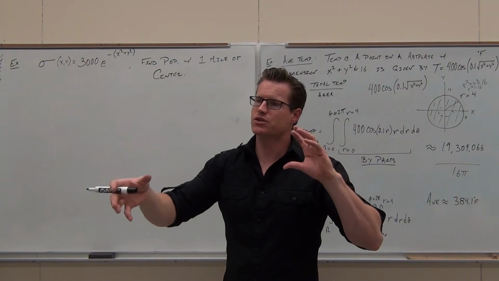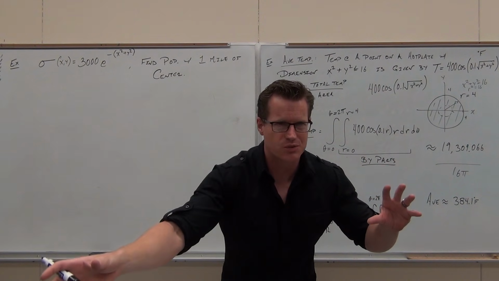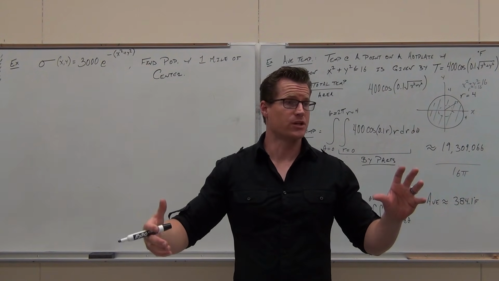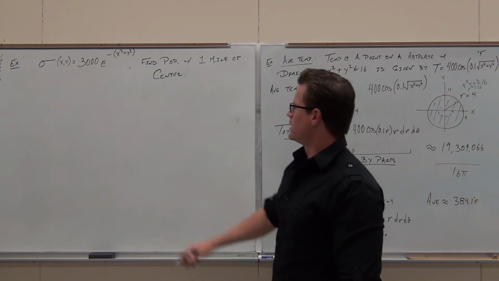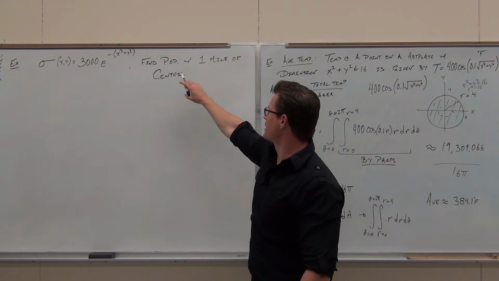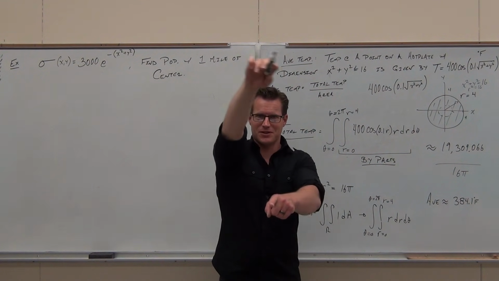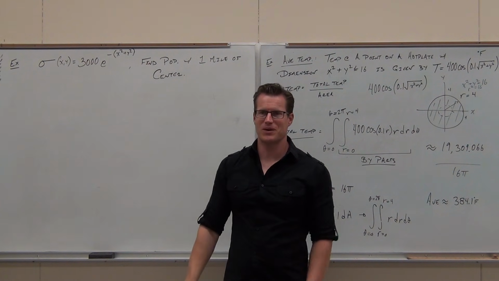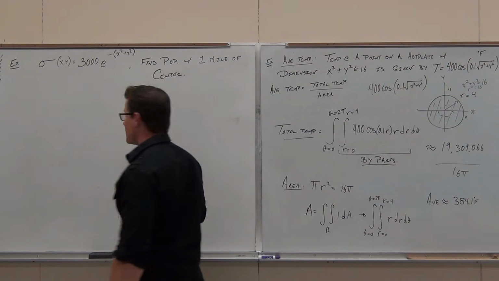So let's first do what we always do with double integrals, which is what? Let's draw the region. Now, wait a minute. If that doesn't give us a region, this thing has to. What's the population within a mile of the center? Circle. With a radius of... That's what within a mile means.